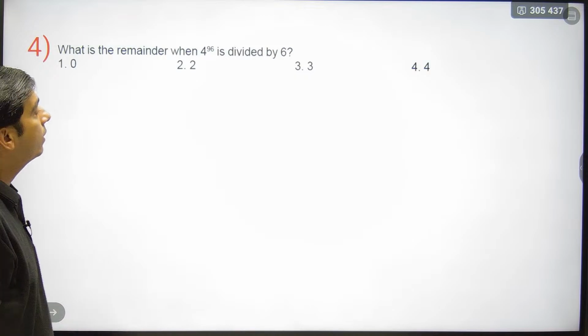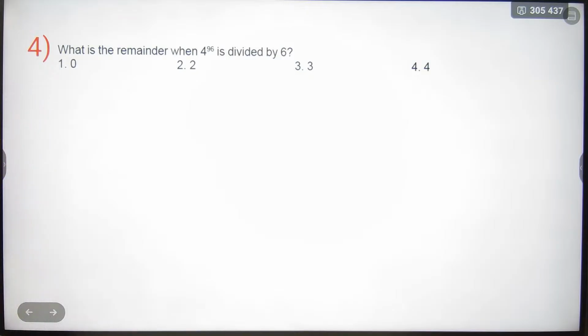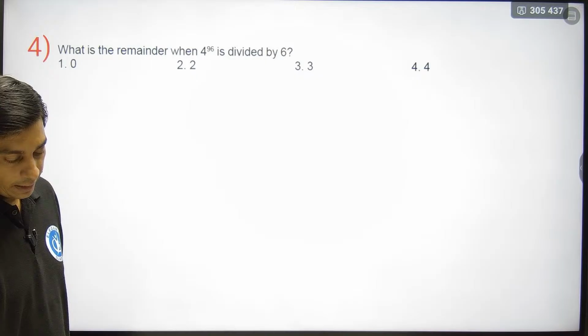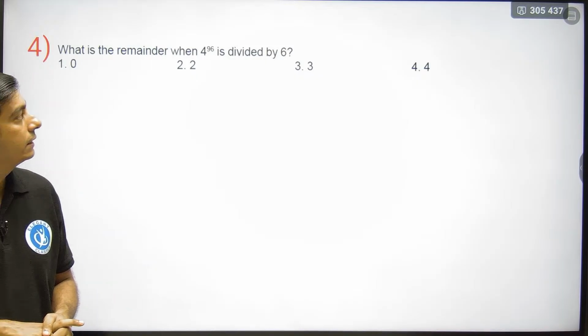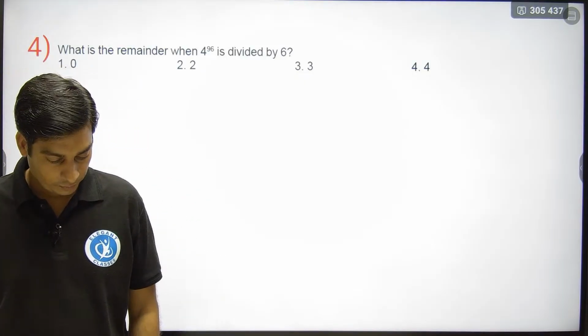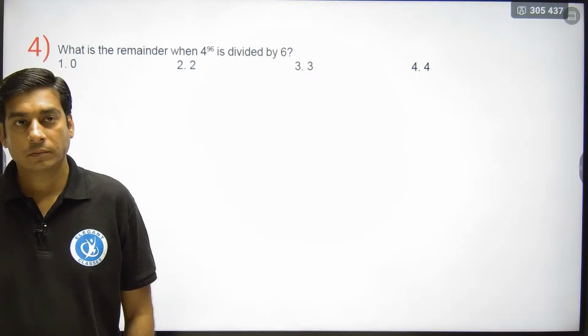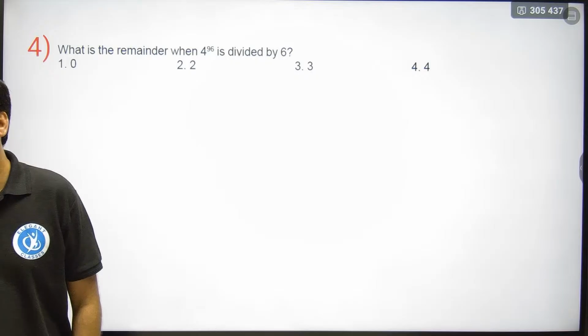What is the remainder when 4 to the power 96 is divided by 6? Again 60 seconds for this question. 4 to the power 96 is divided by 6. What is the remainder?